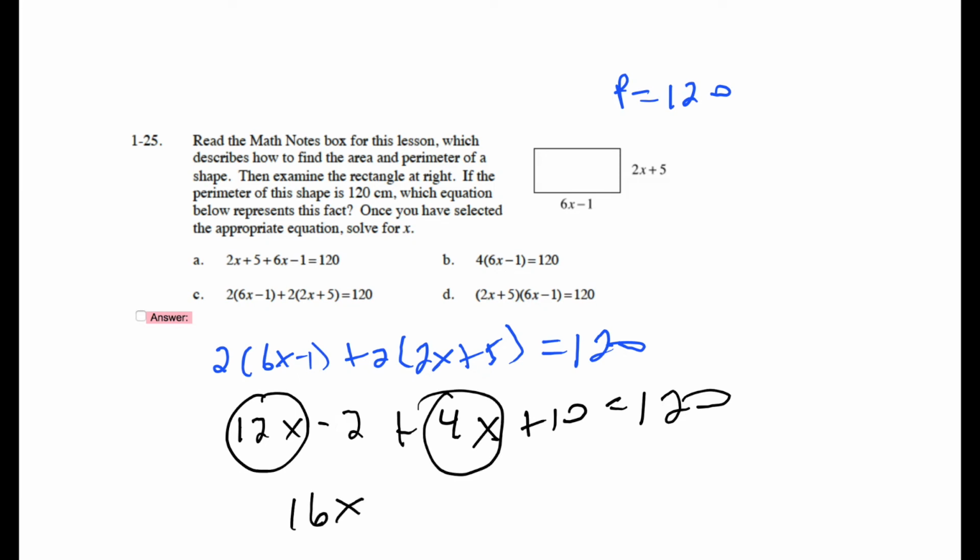16x plus 8 equals 120. Wait, I wrote 18. Wait, 16x equals 112, divided by 16, divided by 16.